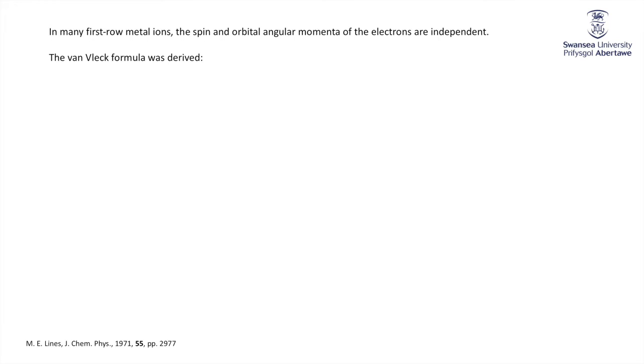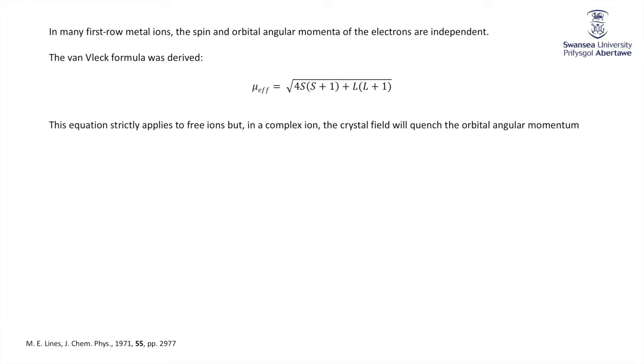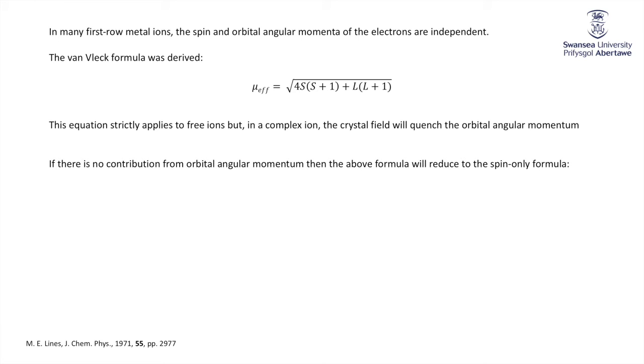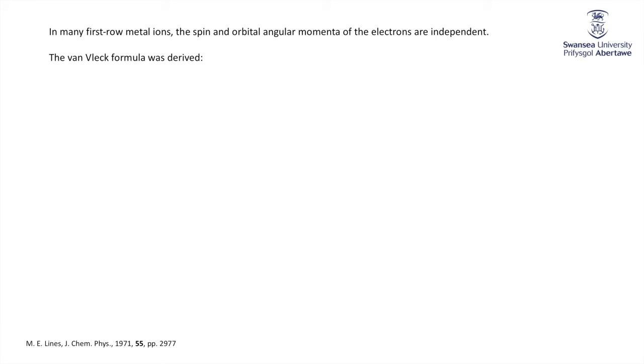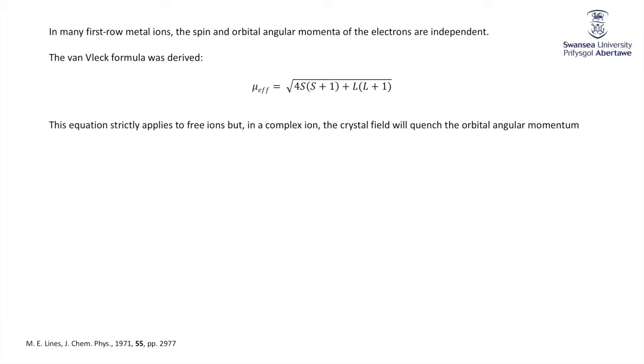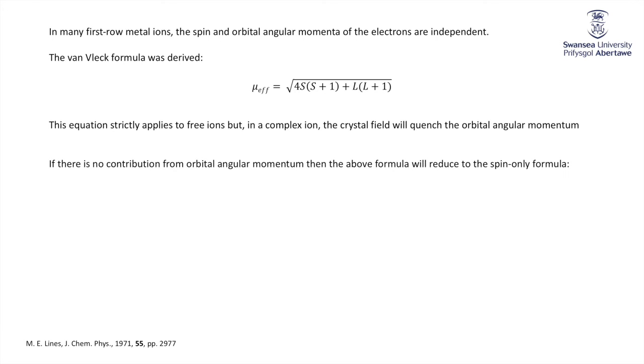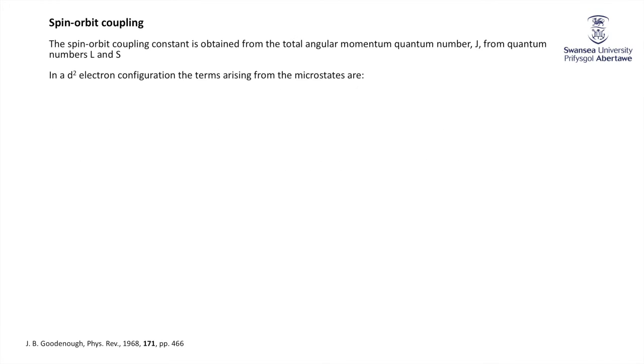Now, in many first-row metal ions, the spin and orbital angular momentum of the electrons are independent of one another, and as such, the Van Vleck formula can be derived. Using this equation, we can calculate the effective magnetic moment using both the spin and orbital angular momentum. However, this equation strictly applies to free ions. In a complex, the crystal field will quench the orbital angular momentum. If there is no contribution from any orbital angular momentum, then the above formula will simply reduce down to the spin-only formula, as mentioned previously.